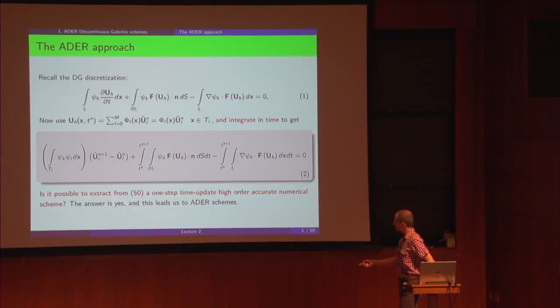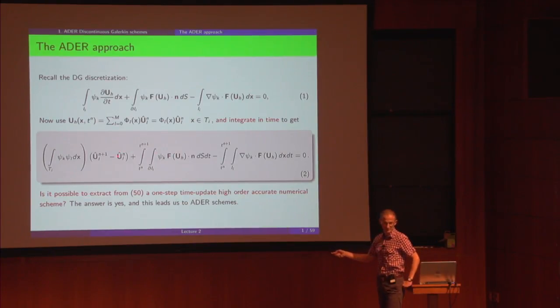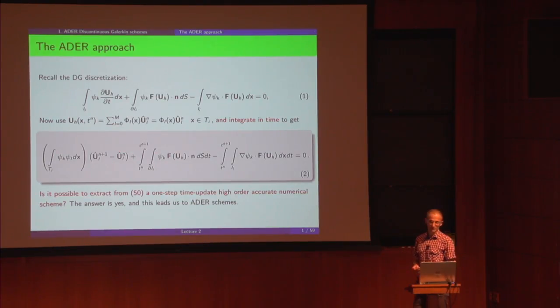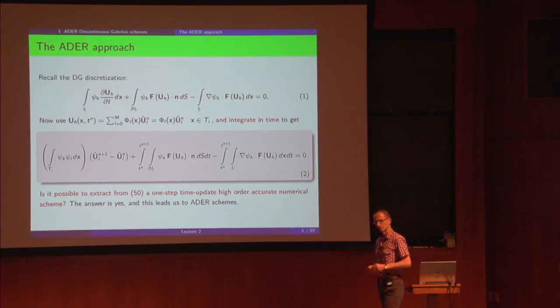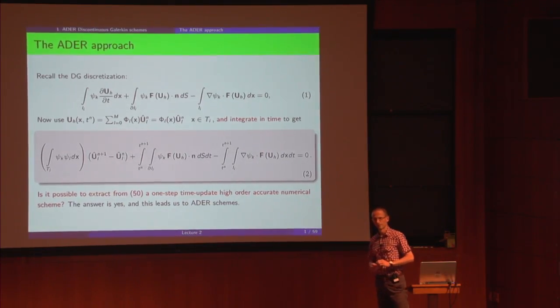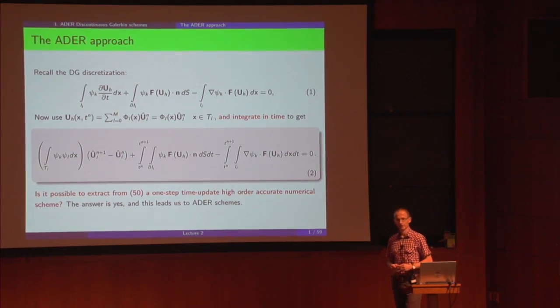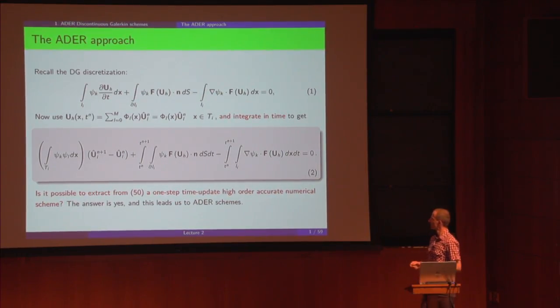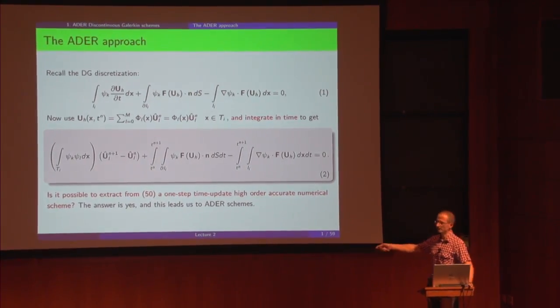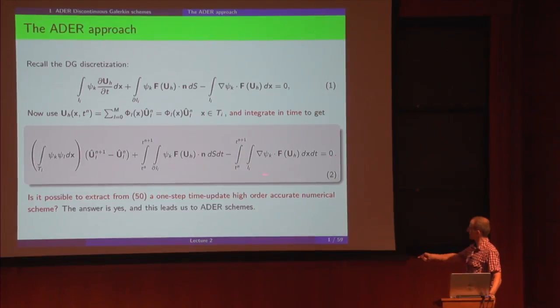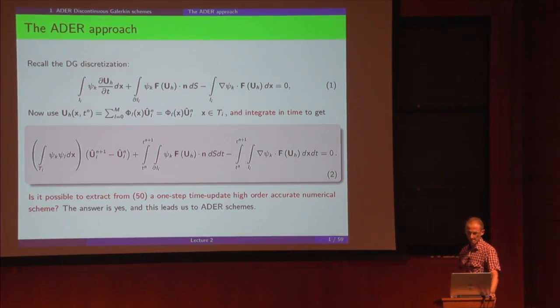Now, the question is this. Is it possible to implement this as it is, as a high-order numerical scheme, avoiding Runge-Kutta altogether, but preserving, of course, high-order accuracy in space and time? So this is the question. And the answer is yes. And so we enter into the ADER philosophy. At the end of this section, we will see that this is exactly the scheme that we implement in the code. And it will be a single step in time.